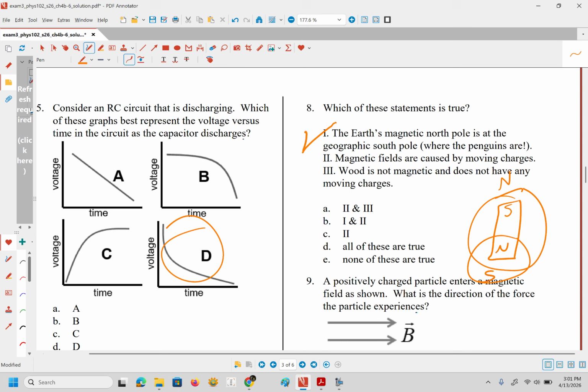Magnetic fields are caused by moving charges? Yes. Wood is not magnetic and does not have any moving charges. While it is true that wood is not ferromagnetic, and it's not magnetized either, it is not true that it does not have any moving charges. So that is not a true statement. So the answer has to be B. There are moving charges in wood. It's just the magnetic domains are not aligned in these non-ferromagnetic materials.